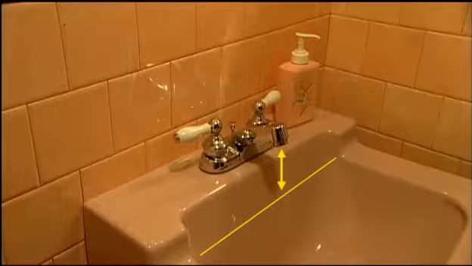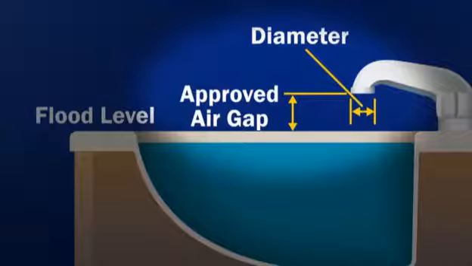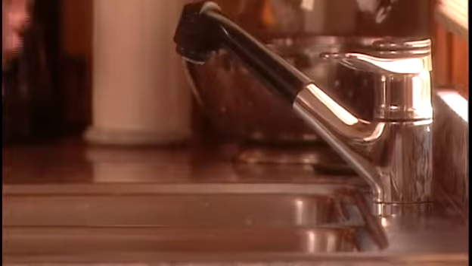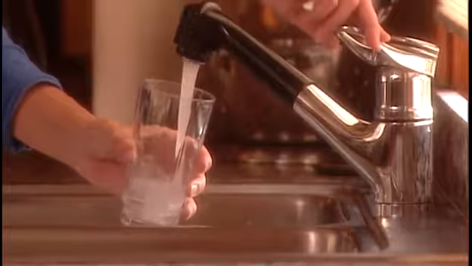An air gap is not a device. Rather, it is simply physical space. An air gap may look like this, or this. The most common place you see an air gap is in a kitchen and bathroom.